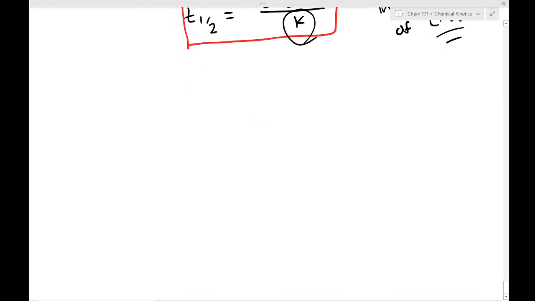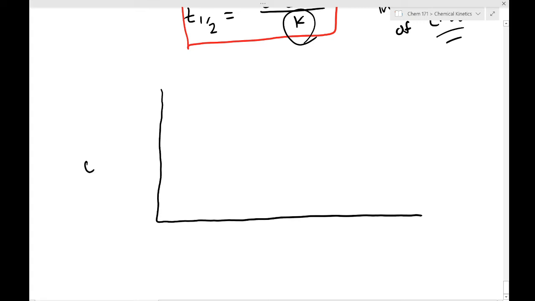Okay, so if we look at a graph of this over time, let's see, this is concentration on this axis, and this is time down here on this axis. Okay, so let's look and see how this evolves over time.